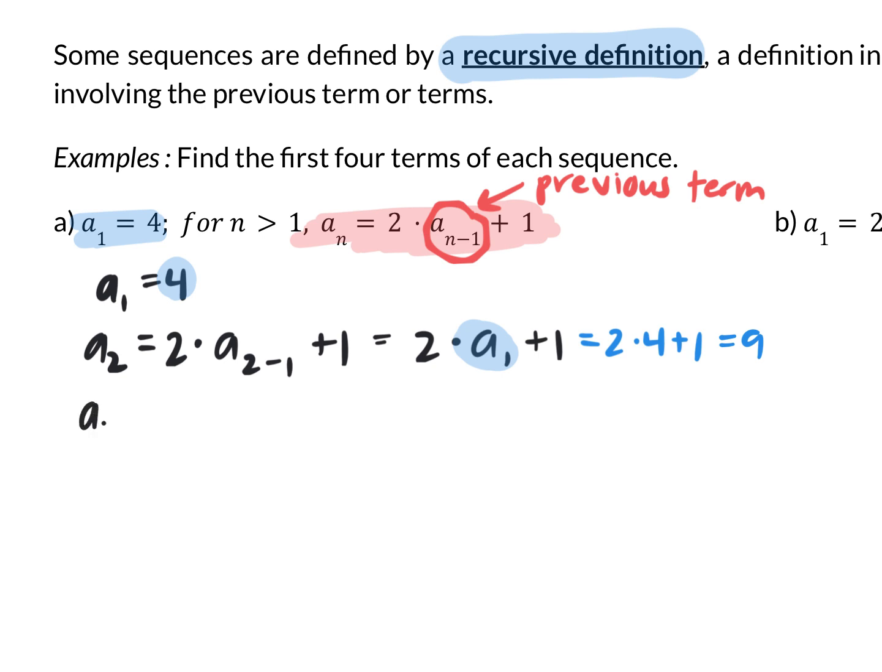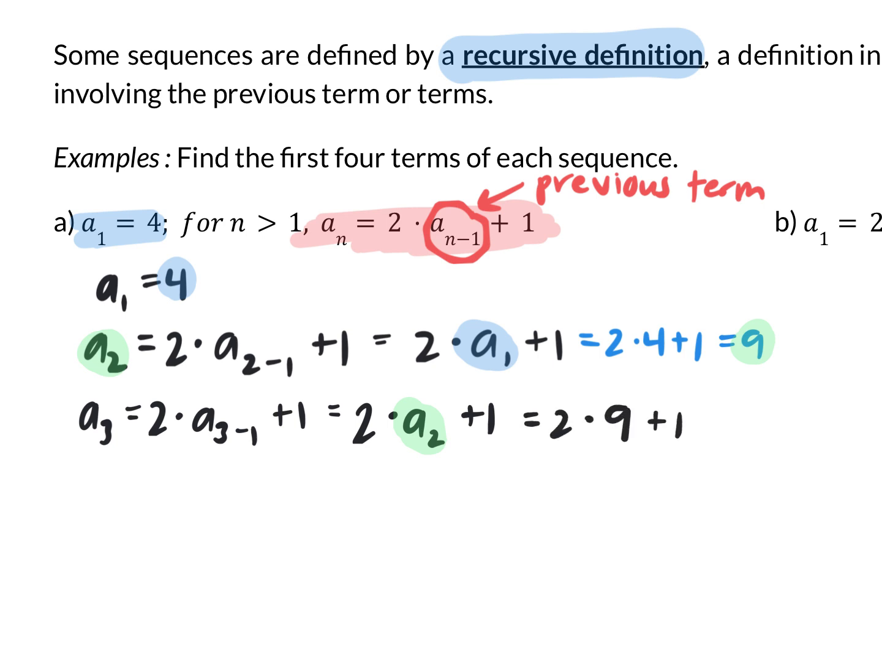For the third term in my sequence, I'm going to plug in 3 where I see n, so I've got 2 times a sub 3 minus 1 plus 1, which means I have 2 times a sub what? A sub 2 plus 1. Well, we know what a sub 2 is. What's a sub 2? 9, right? So I'm going to plug in 9 for a sub 2, to give me 19.